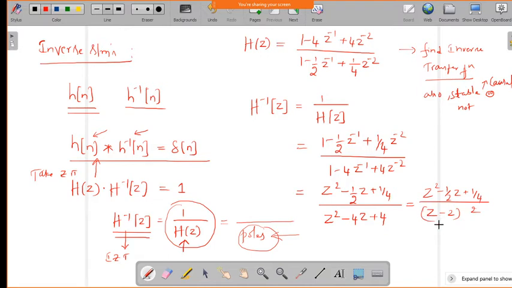Now you can see where the poles are. z is equal to 2, which means both poles are outside the unit circle. So two poles are at z equal to 2. If you have the unit circle, that is z equal to 1, then we have two poles here at z equal to 2.